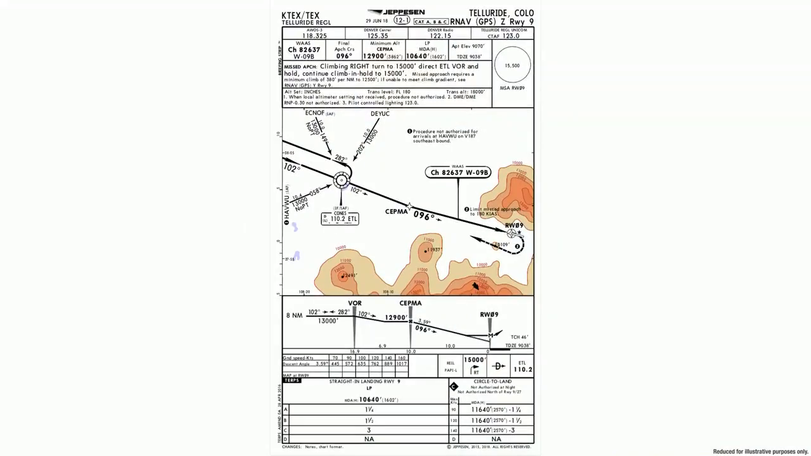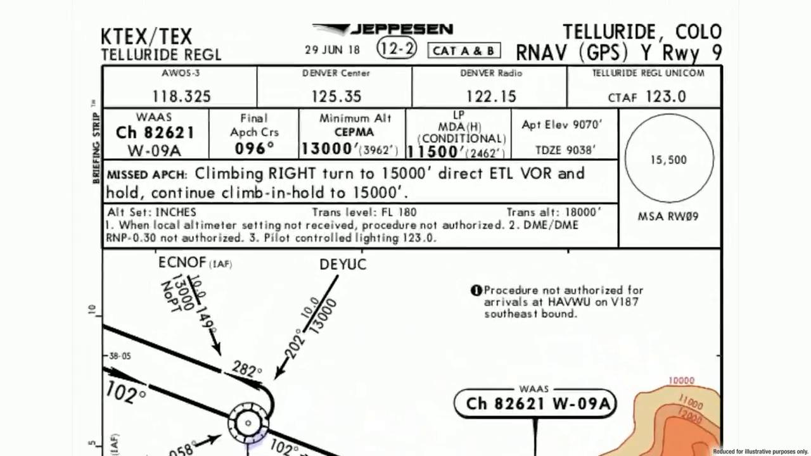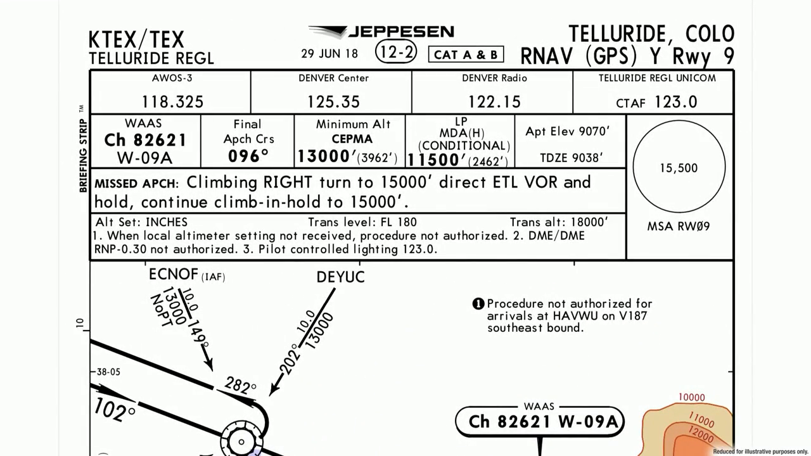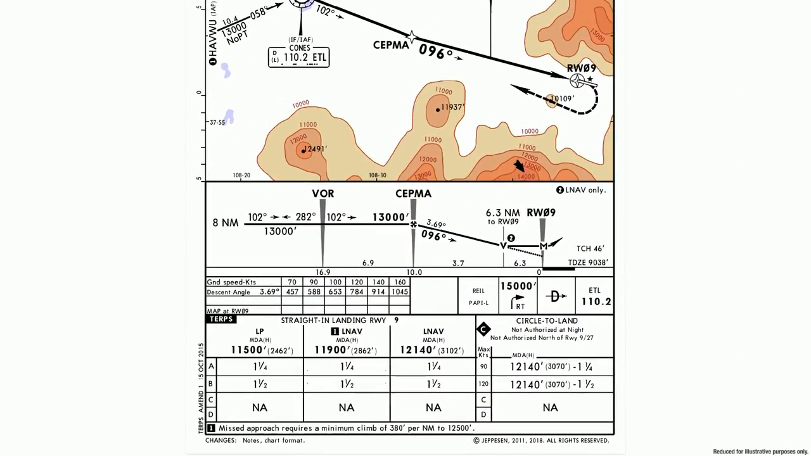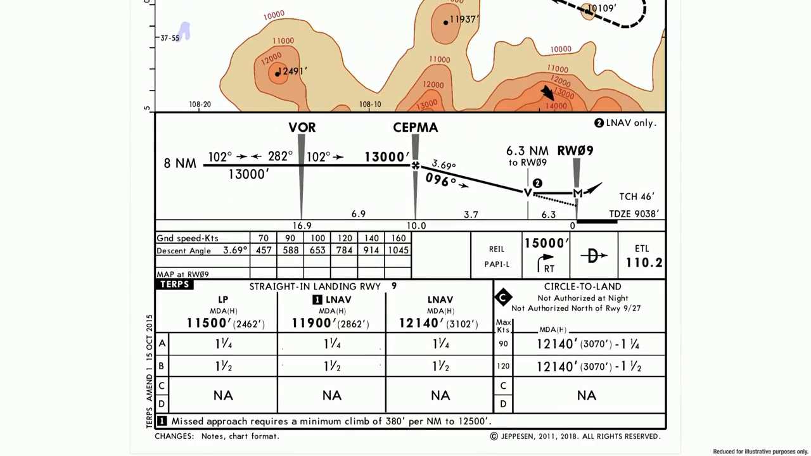So this is the RNAV GPS Zulu. And if we take a look, Telluride also has an RNAV GPS Yankee Runway 9. Again, when ATC clears you, they do not say GPS. They're just simply going to call it RNAV Yankee to Runway 9. So when we take a look at that, really you have to examine the chart to tell what's different here.